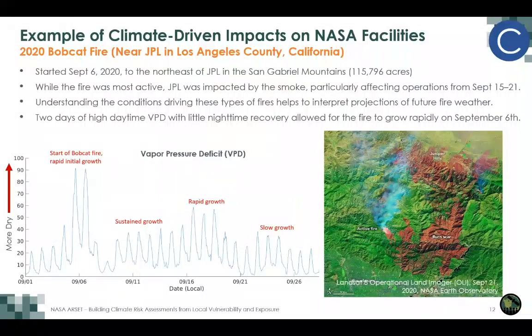To really understand the nature of climate risks at NASA centers, let's consider the Bobcat fire in Los Angeles County. In this case, the risk was not the fire itself, but smoke that affected JPL operations over the course of a week in 2020. The growth and spread of this fire was particularly sensitive to the daily progression of what we call the vapor pressure deficit, or VPD. This example shows how we need to consider a variety of meteorological conditions, both at and around centers, given complex climate hazards and the risk of indirect impact.